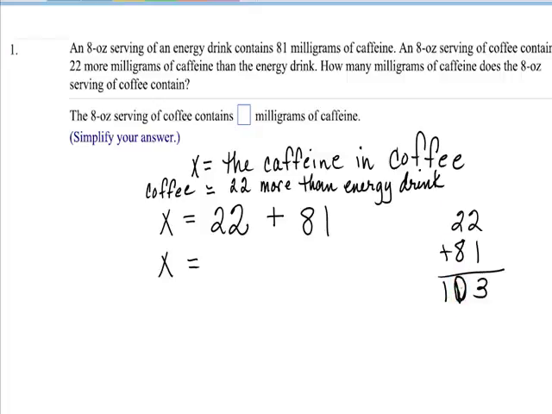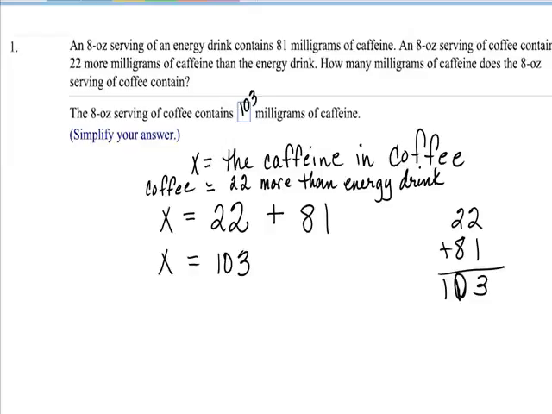113. Oh, I'm sorry. How about if I add correctly? 2 plus 8 is 10, not 11. So it is 103. So if I were writing a sentence, my sentence would be: The 8-ounce serving of coffee contains 103 milligrams of caffeine. I know that you probably could have figured this out without an equation, but we're trying to do some preparation for future classes when you will have to have an equation to be able to solve an application problem.